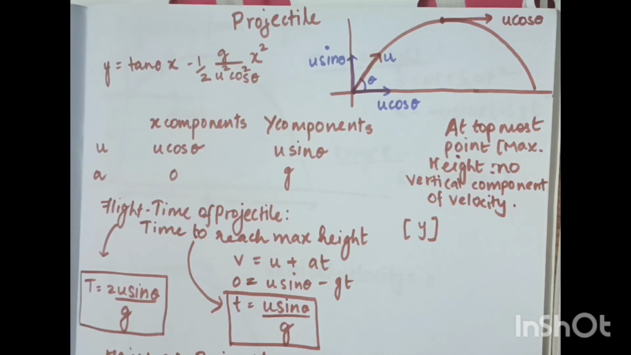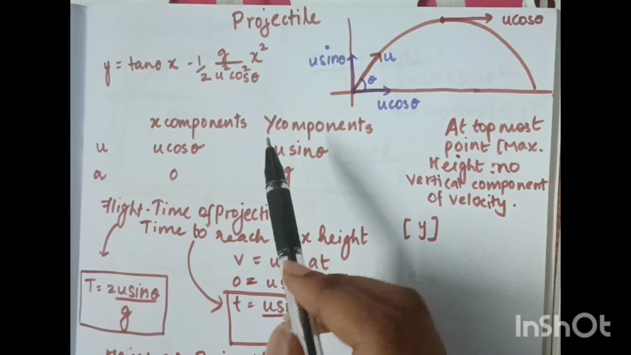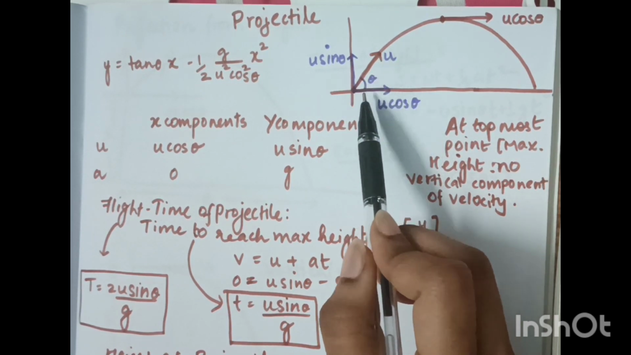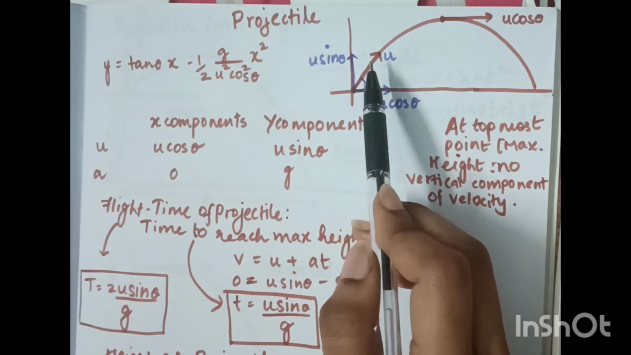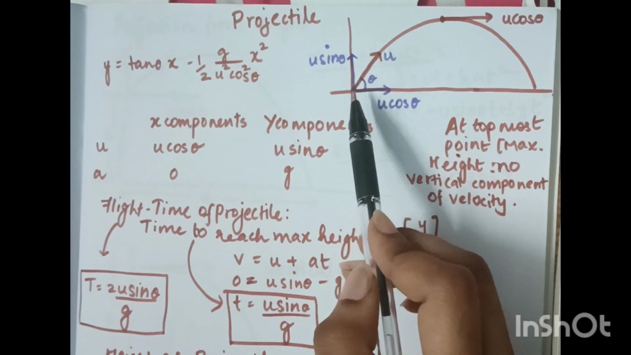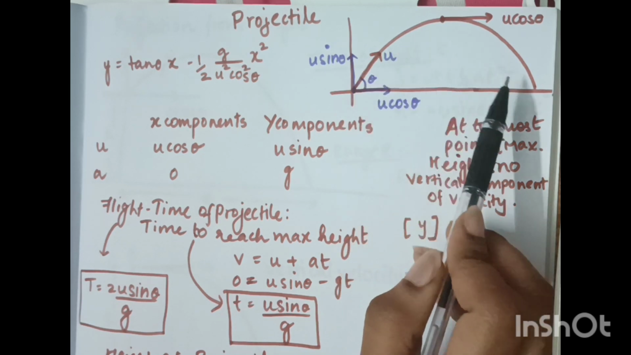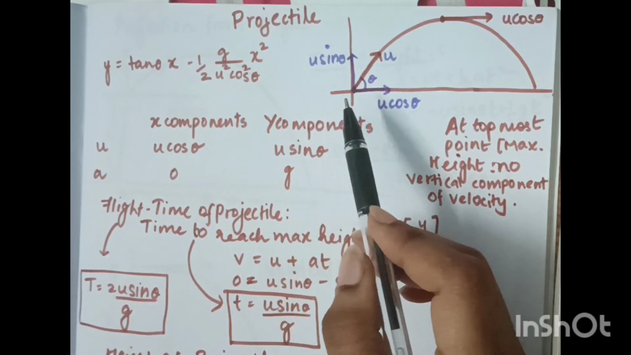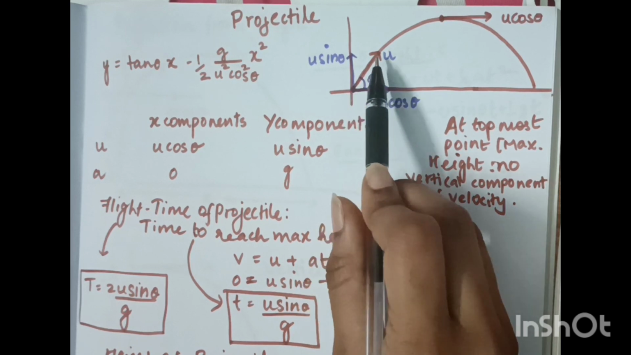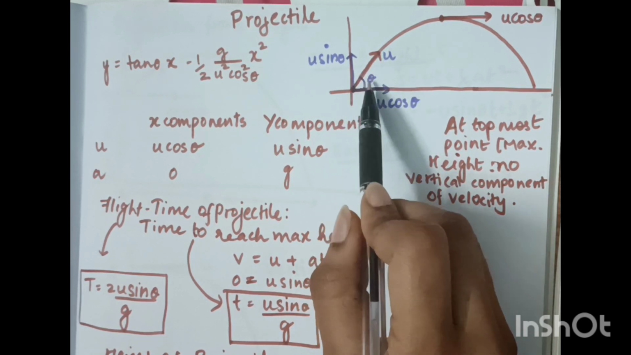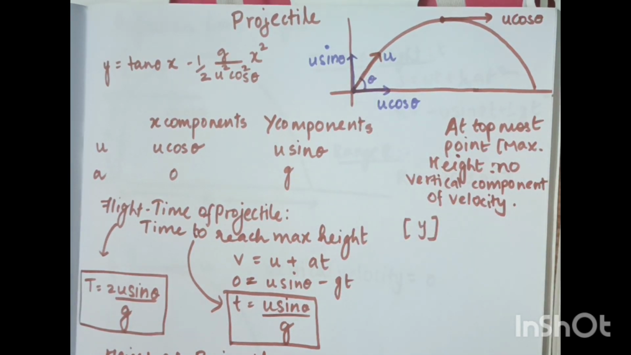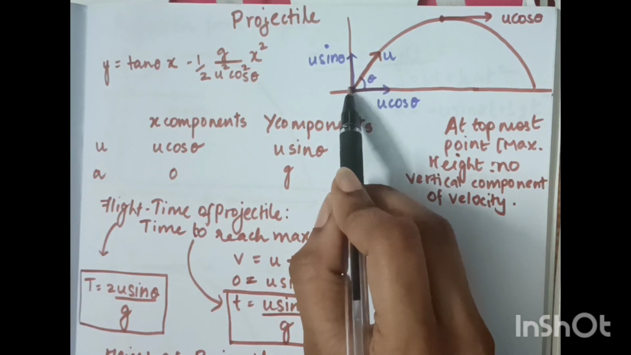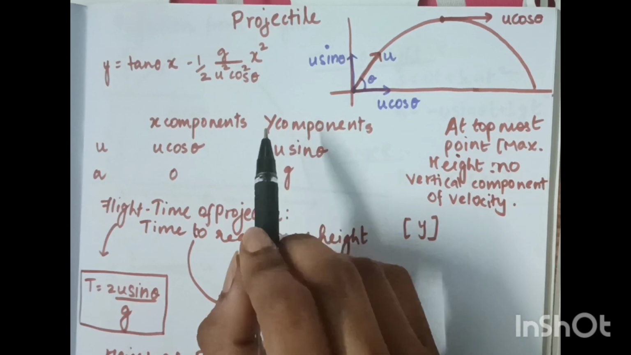Let us see about projectile motion. When an object is thrown at an angle with the horizontal with some initial velocity u, it takes the path of a parabola. That is called a projectile. Suppose it is thrown with initial velocity u at an angle theta with the horizontal. Then this component is u cos theta, and this component is u sin theta.